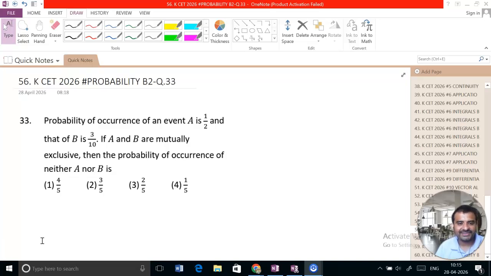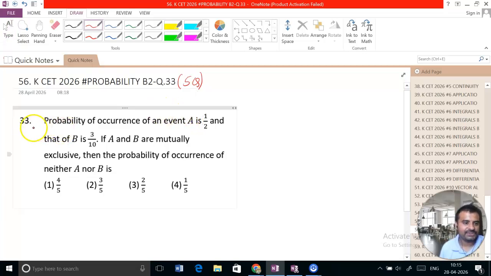So I am in the last session, dear all. In this session, I am going to solve the questions based on probability. We already completed 55 questions, so we are remaining with only 5 questions. Let's start with the first question of probability. This year they asked totally 5 questions from probability. It is from both first and second PUC.